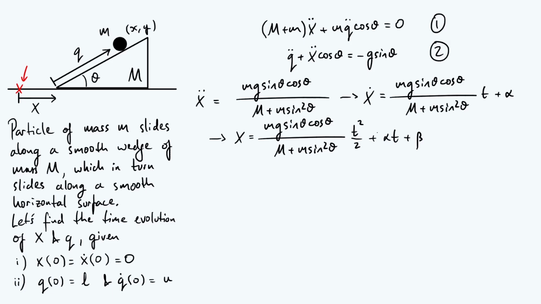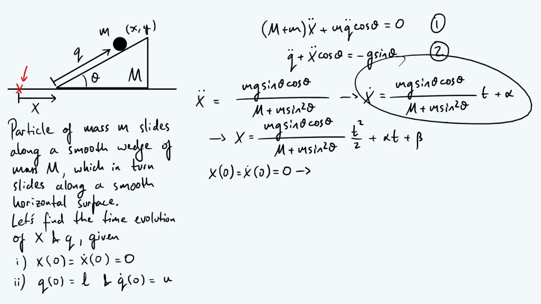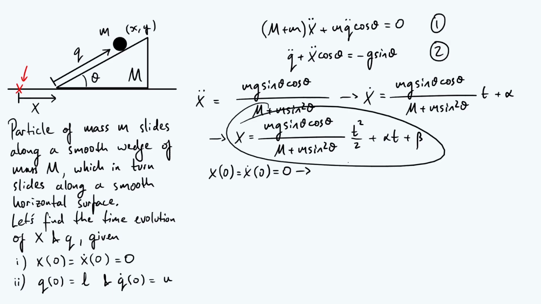Now we just need to apply the initial conditions that I specified. The initial conditions for x were simply that x of 0 and x dot of 0 are both equal to 0. So if x dot of 0 is equal to 0, then from our expression for x dot over here, that implies that alpha needs to be 0. And then if x of 0 is also 0, that implies from this equation here that beta needs to be 0.